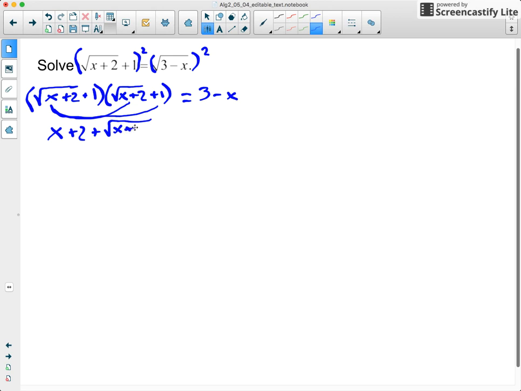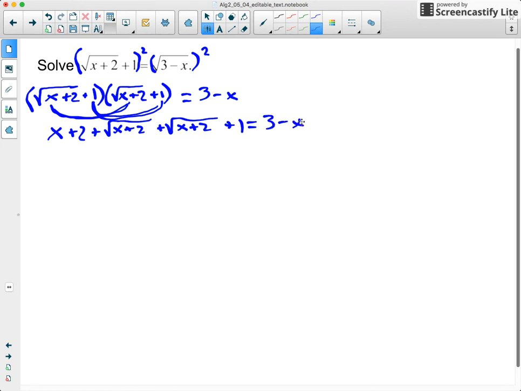And you're really just doing that again when you're multiplying the inside term. So we're multiplying 1 times the square root of x plus 2. So we'll put another square root of x plus 2 there. And then finally, we're multiplying 1 times 1. So we'll put a 1 there. And all of that equals 3 minus x.